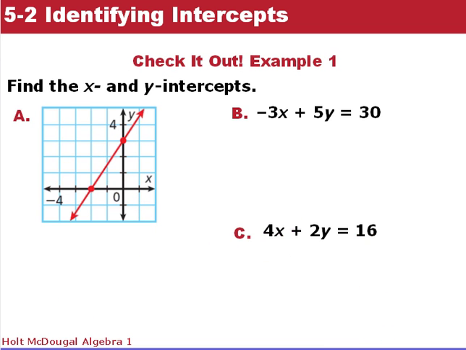Now it's your turn. You have 3 check-it-outs to do. Again, keep in mind to find the x-intercept, the y term goes to 0. To find the y-intercept, the x term goes to 0. So cover up the variable, make it go to 0, and solve for the variable that remains.